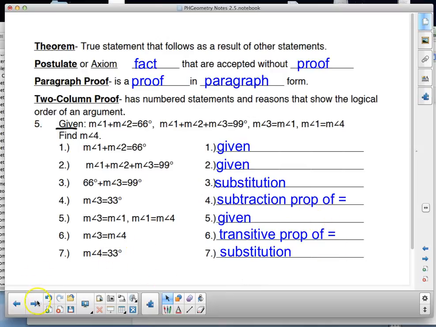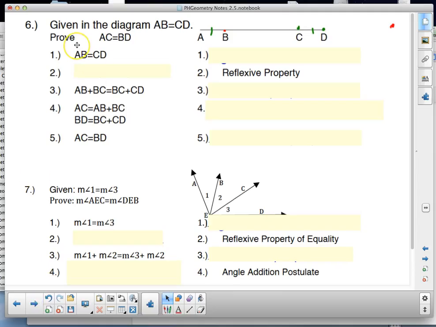Now we have two proofs left as we go, and these are proofs for segments. I've got segment AB and segment BC, segment CD. They tell me AC is equal to BD. That's what I want to prove. I'm starting out with AB equals CD, okay? Well, that's cool because that's given.